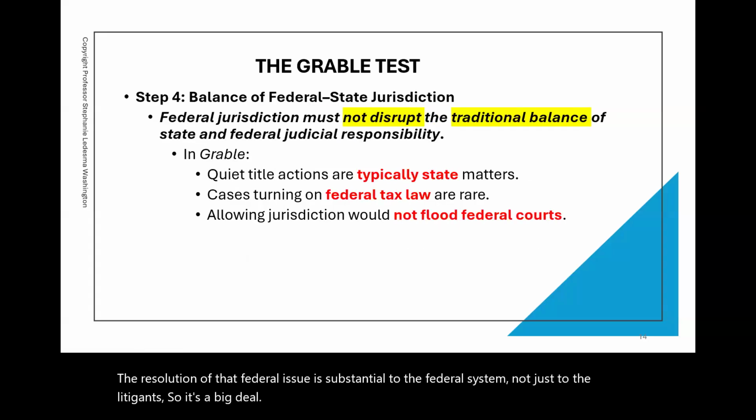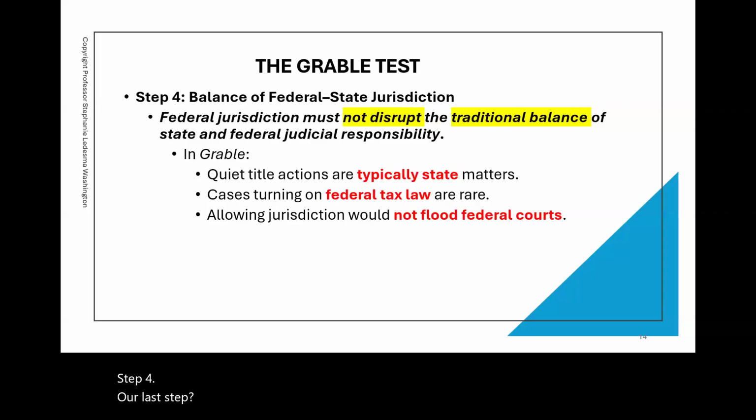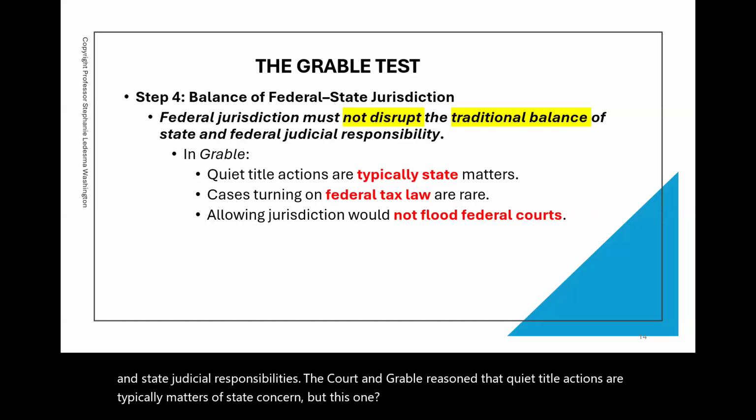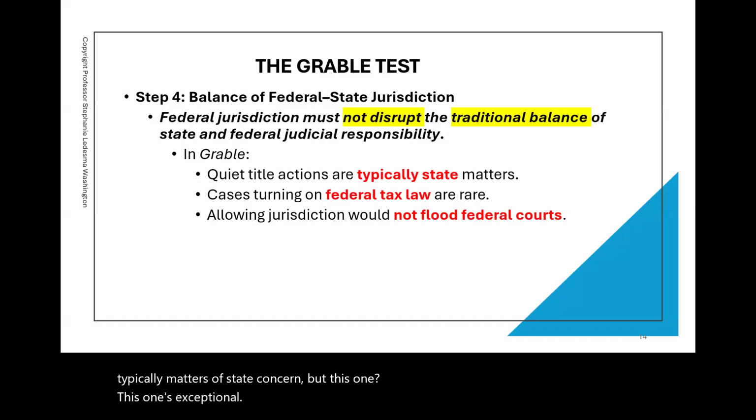Step 4, our last step. The fourth prong asks whether exercising jurisdiction would disrupt the balance between federal and state judicial responsibilities. The court in Grable reasoned that quiet title actions are typically matters of state concern. But this one's exceptional. Federal tax seizures are uncommon, and federal notice procedures have broad federal implications, right?